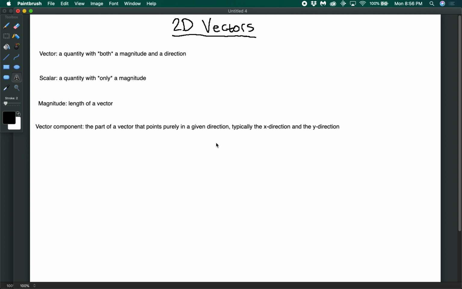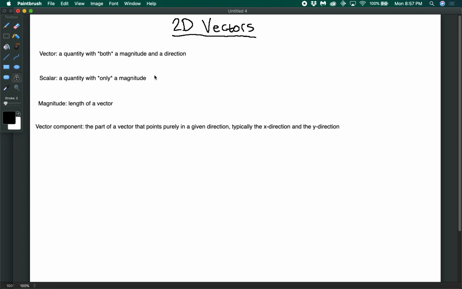We're going to talk about two-dimensional vectors. So first, a couple of definitions. What is a vector? A vector is a quantity that has both a magnitude and a direction. And this is opposed to a scalar, which is a quantity that only has a magnitude.